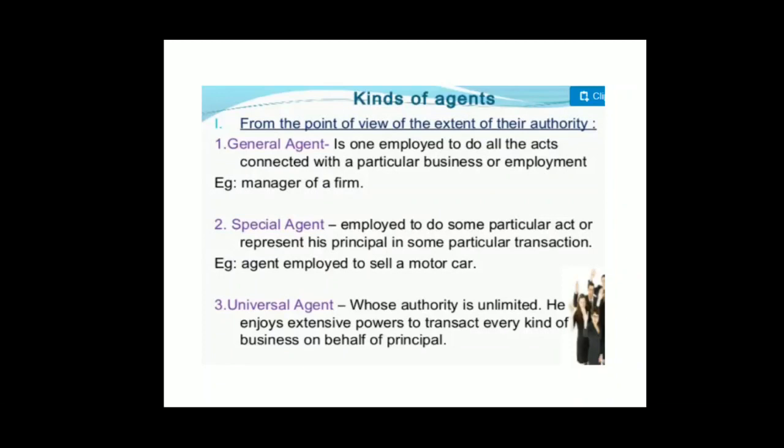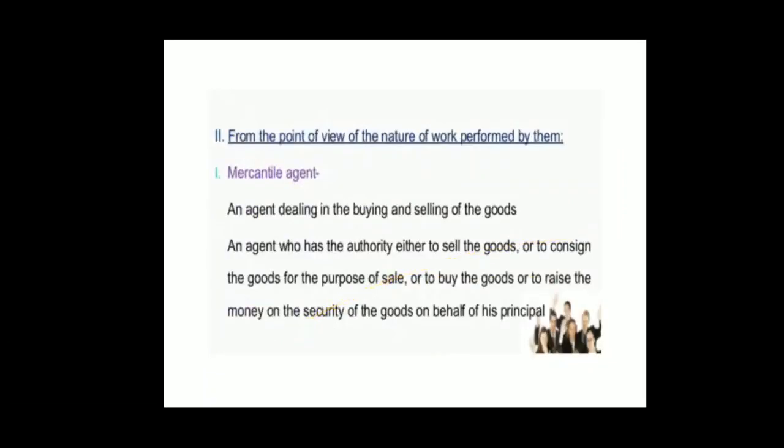So we are talking about the kinds of agent. General, who is going to do all the acts connected with a particular business. Special, who is going to act or represent his principal in some particular transaction. Universal, whose authority is unlimited. Clear? Next we have the classification from the point of view of the nature of work.